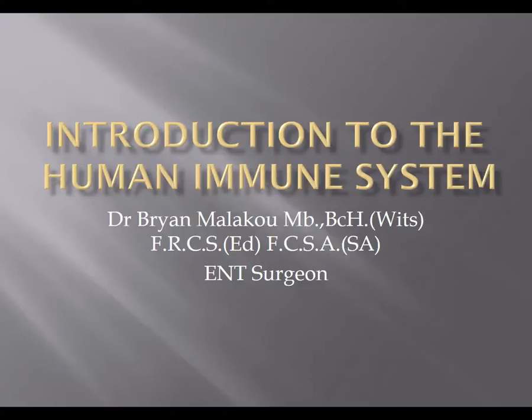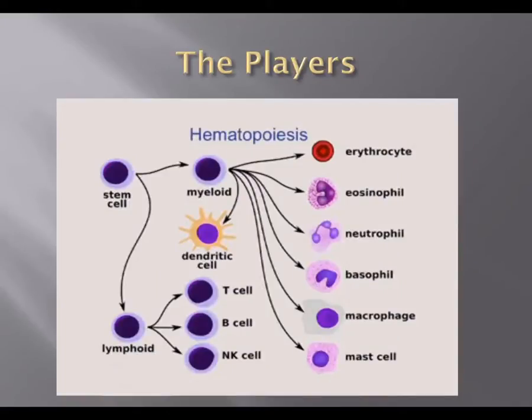Okay, this is an introduction to the human immune system. It can be quite complicated, and we're going to try and make some sense of it and simplify it a little bit. First of all, let's look at the players in the immune system. The players in the immune system are the white cells. They all come from a stem cell and they develop into these various cells.